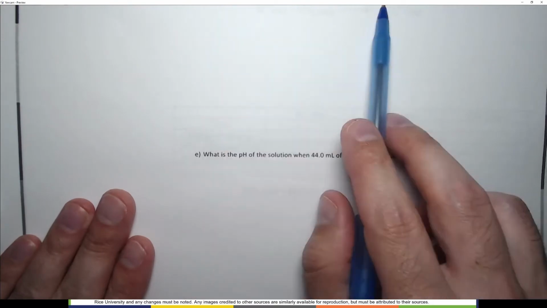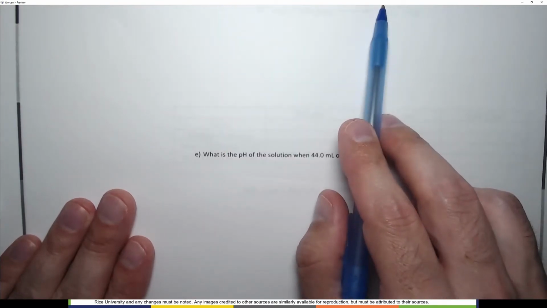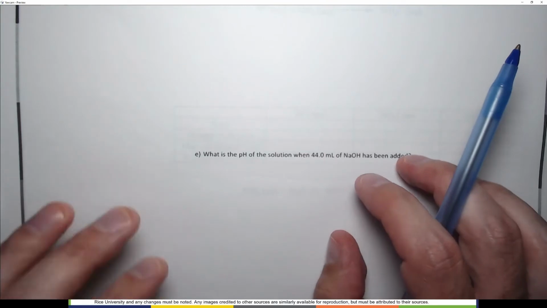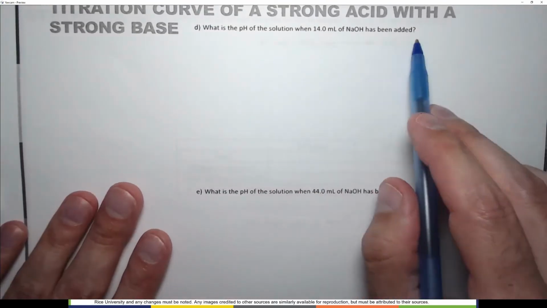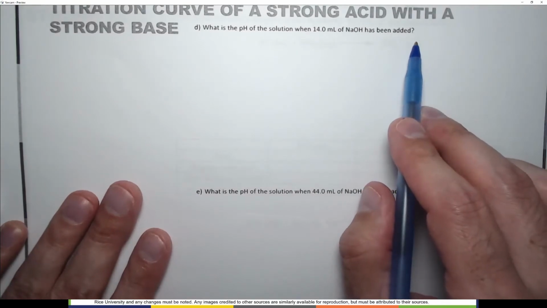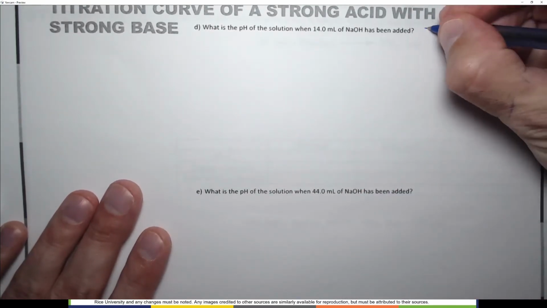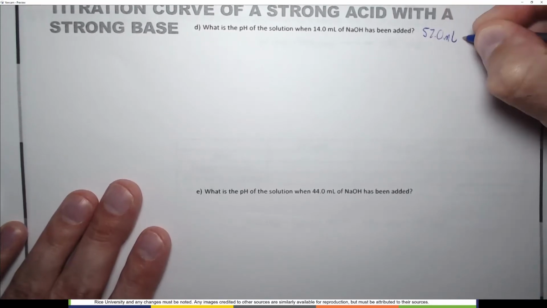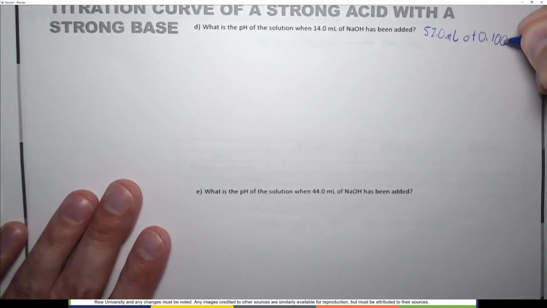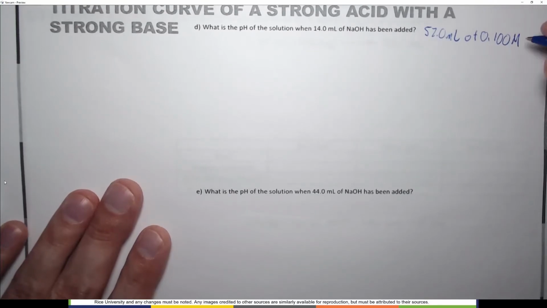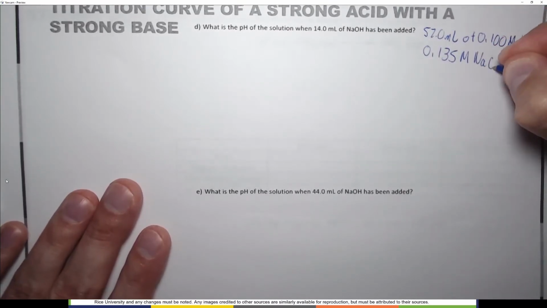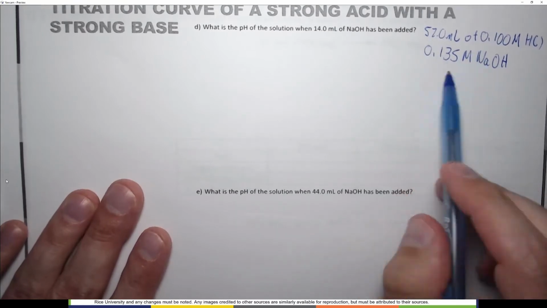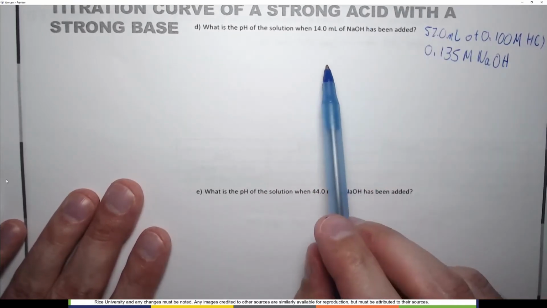What is the pH of the solution when 14 milliliters of NaOH is added? Let me pull that down. What is the pH of the solution when 14 milliliters of NaOH is added? What we need to remember is that we have 52 milliliters of 0.100 molar HCl, and we have 0.135 molar NaOH. All right, so this information is in the previous question, which I probably should have re-put here, but I didn't.